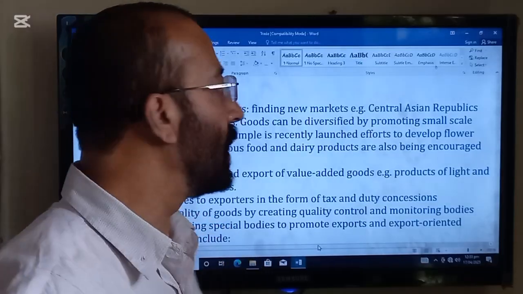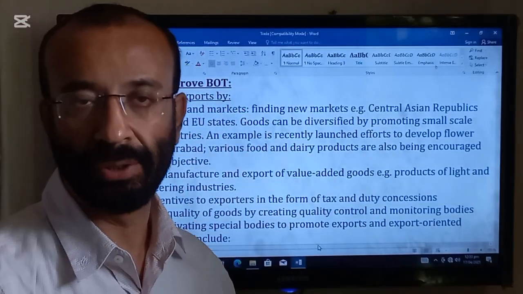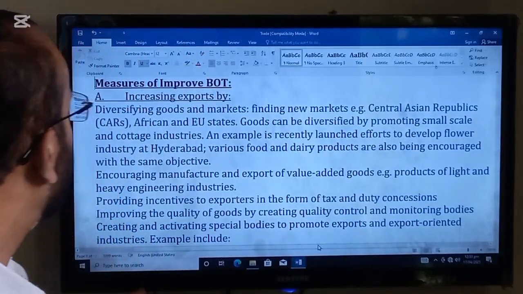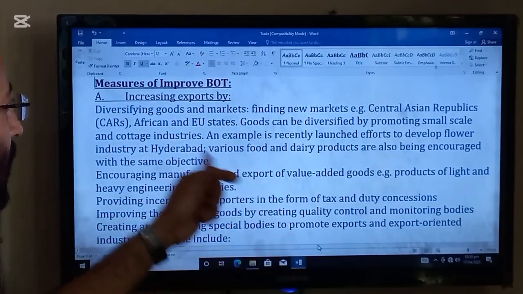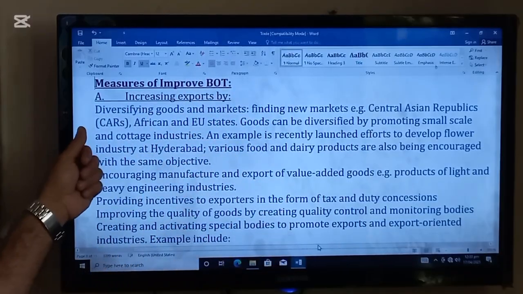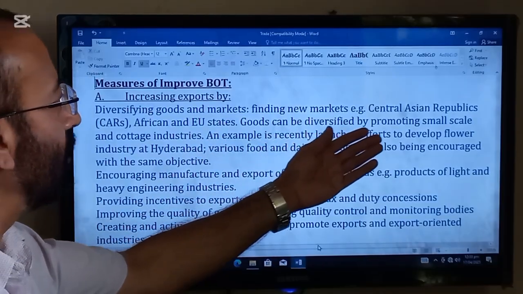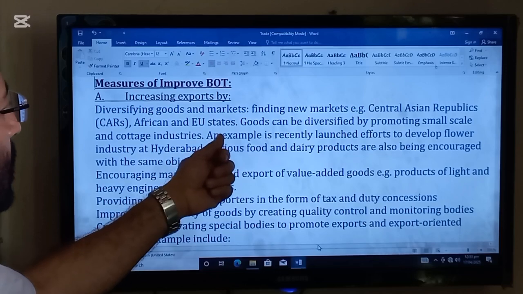Next point in the lecture is the measures of improved balance of trade. So how can we improve our balance of trade? Increasing exports by: these are the points for increasing exports by. Number one, diversifying goods and markets. Finding new markets, for example, Central Asian republics, African and EU states.